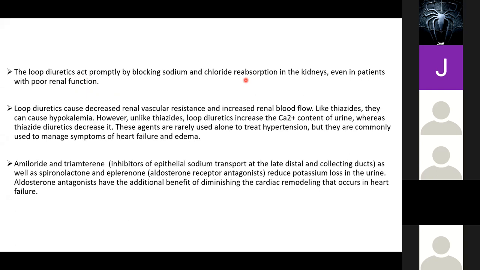it even helps in patients with poor renal function. Okay, so loop diuretics cause decreased renal vascular resistance and increased renal blood flow. Like thiazides, they also cause hypokalemia.